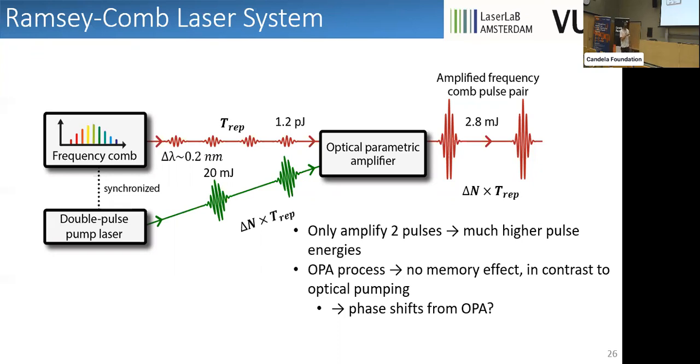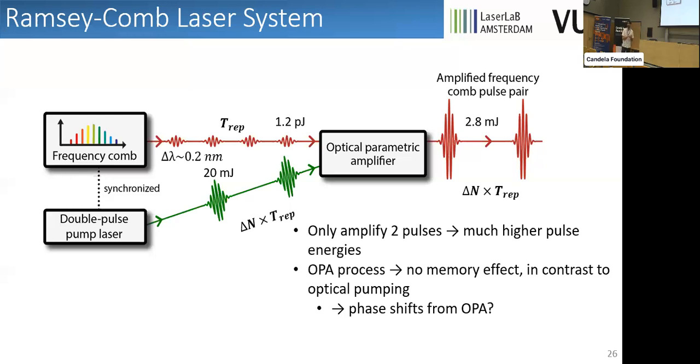And the reason that we have such low energy in the pulses before the OPA is that we have to clip the spectrum of our frequency comb pulses to make sure that we don't excite any neighboring transitions. So we actually cut the bandwidth to about 0.2 nanometers. And another important aspect of the OPA is that in contrast to amplifiers based on optical pumping, it doesn't have a memory effect. So the amplification of the first pulse should not affect the amplification of the second pulse.